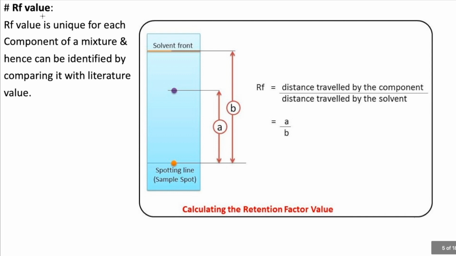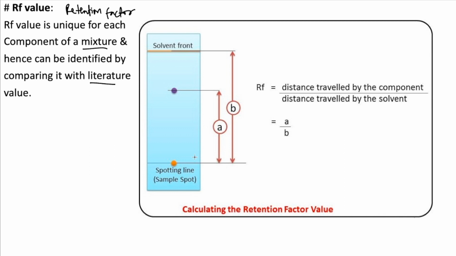Let's talk about the RF value. What is RF value? RF value is unique for each component of the mixture, and hence it can be identified by comparing it with the literature value. The exact values are already there, a lot of values are there in the literature. So you just have to calculate the RF value, and then you can compare it to find out what exactly is there in your sample. RF means retention factor. RF is calculated as distance traveled by the component divided by distance traveled by the solvent.